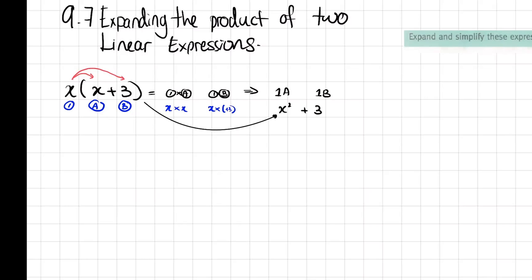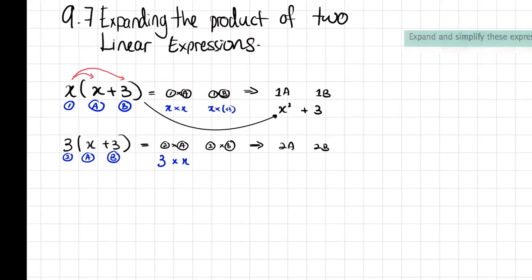So let's say if we have another example, which is 3 times X plus 3. Same thing we're going to do. Well, not say 1, just put 2. A, B. So it's the same thing here: 2 times A, 2 times B, 2A, 2B. So we're going to rewrite it here. 3 times X, 3 times positive 3. Here we're going to get 3X plus 9.